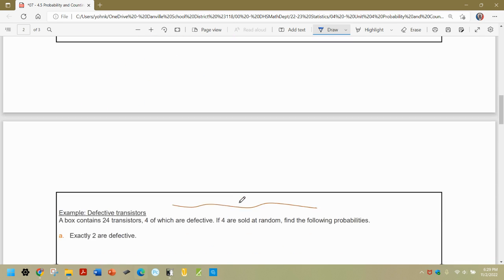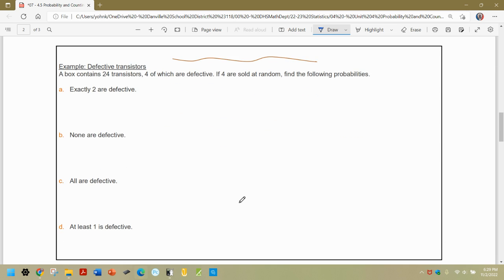All right. Let's do some more defective transistors. We've got a box that contains 24 transistors, 4 of which are defective. If 4 are sold at random, find the probabilities. First, exactly 2 are defective. We have a box of 24 and we're picking 4. It doesn't matter what order these are chosen in, we're just grabbing them.